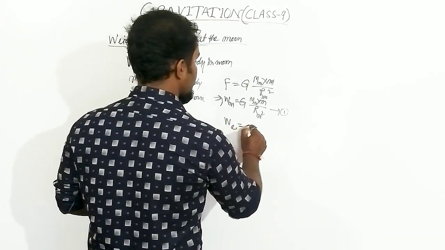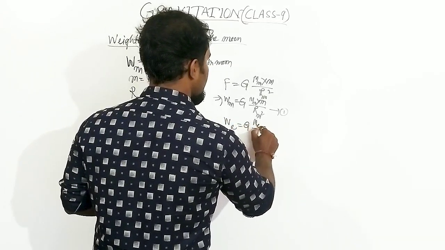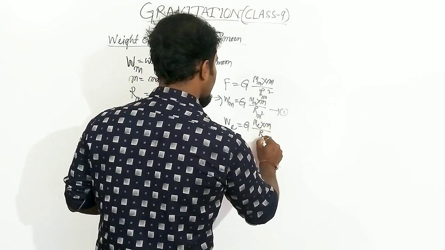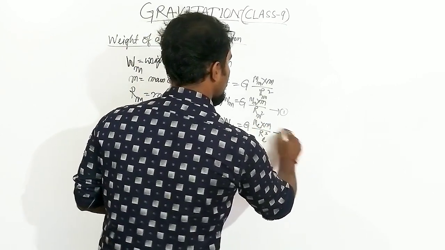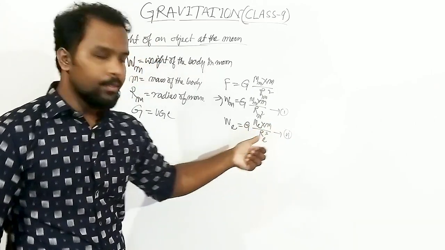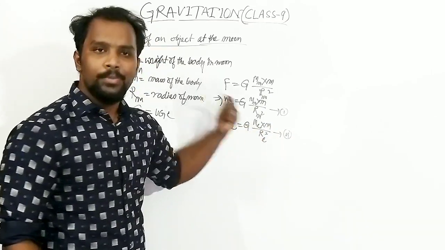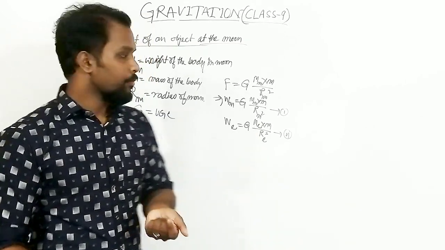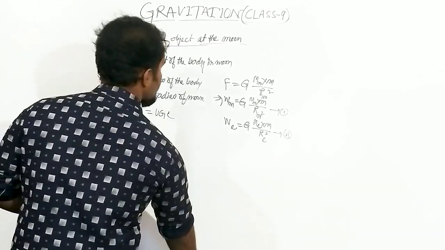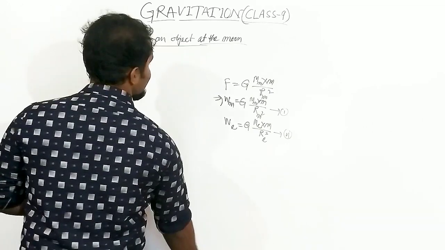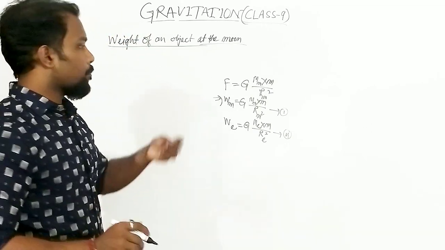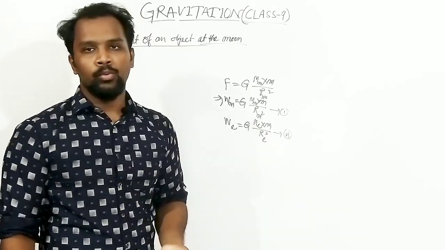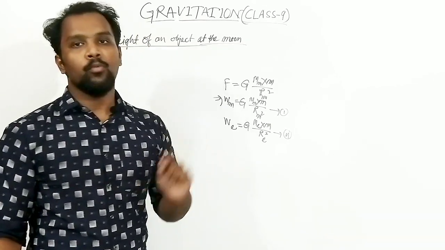We is equal to G Me m by Re square. Question number 2. Here Me is the mass of the earth, We is the weight of the object on earth, and Re is the radius of the earth, right? First, let me erase this. There is a chart in your book where the mass of the earth, mass of the moon, radius of the earth and radius of the moon are actually given.